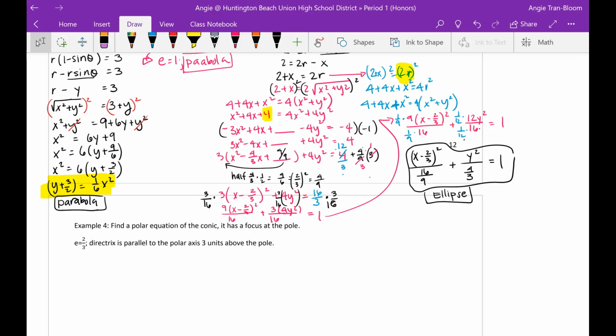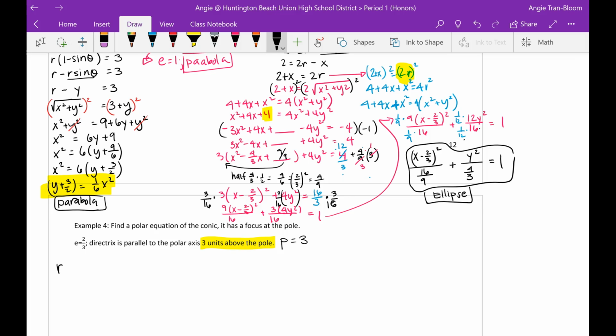Example 4. You are now working on finding a polar equation of the conic. It has a focus at the pole. You are provided with e equals 2/3. The directrix is parallel to the polar axis, 3 units above the pole. Because this states 3 units above the pole, I know p. p equals 3. I have e. e is 2/3.